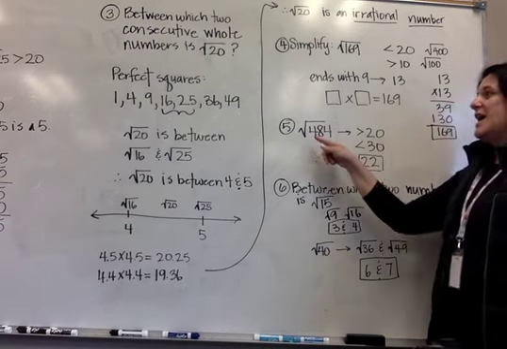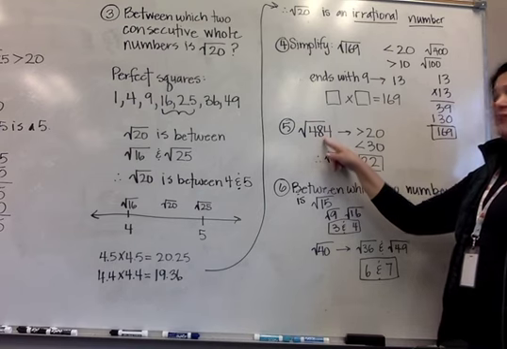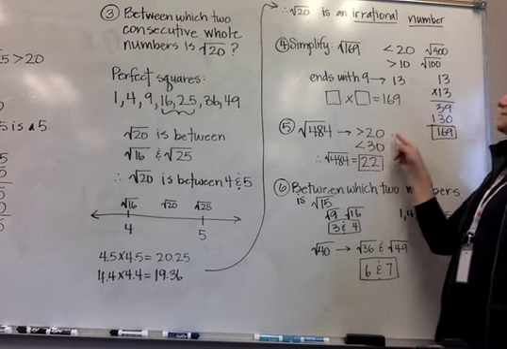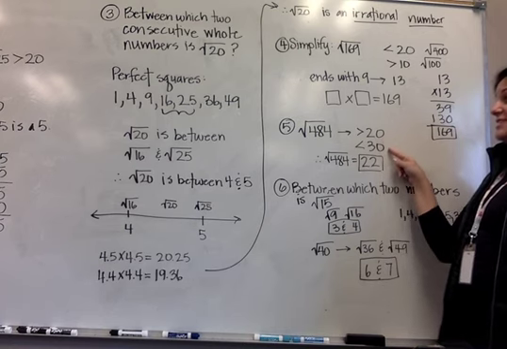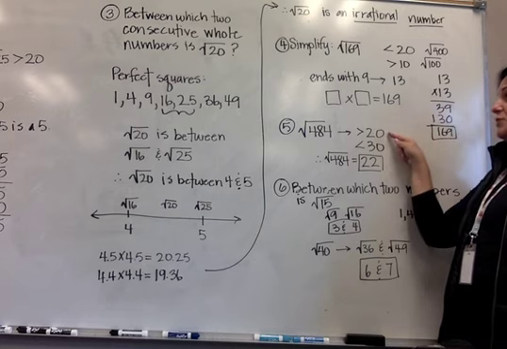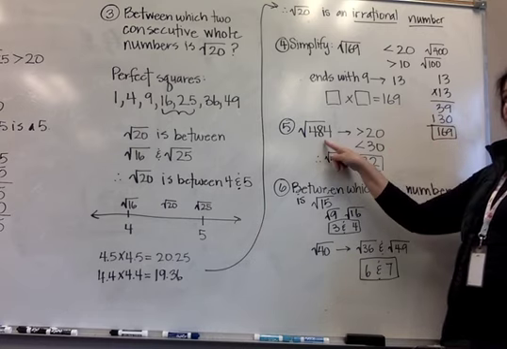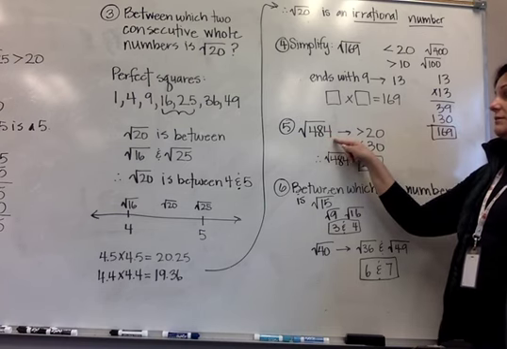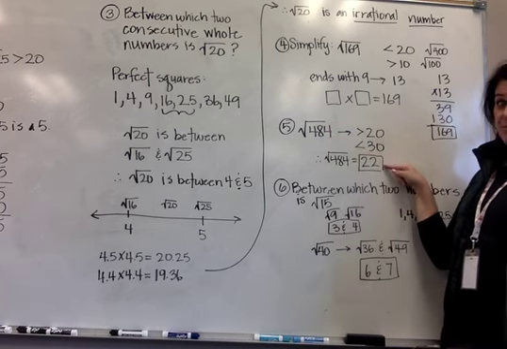Number 5 says find the square root of 484. It's going to be greater than 20 because that would be 400, and less than 30, that would be 900. So somewhere between 20 and 30 is the square root of 484. It ends with a 4, so it's 22.